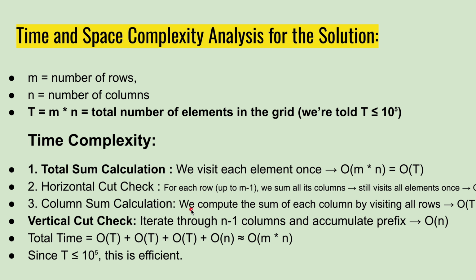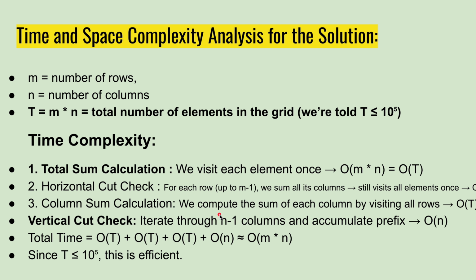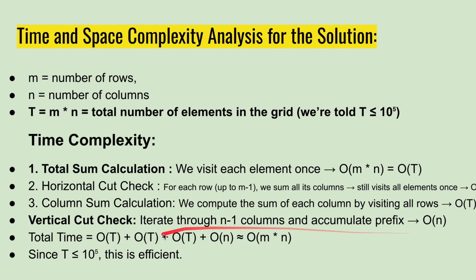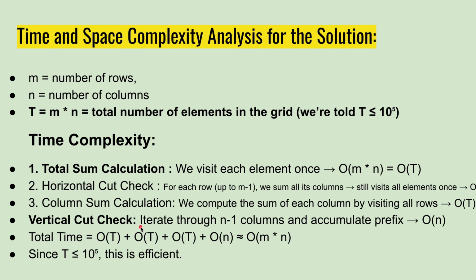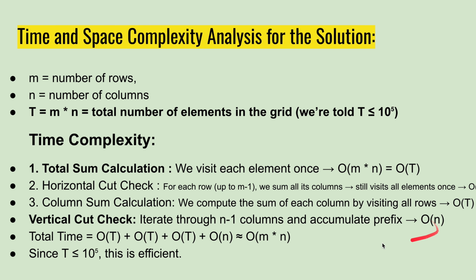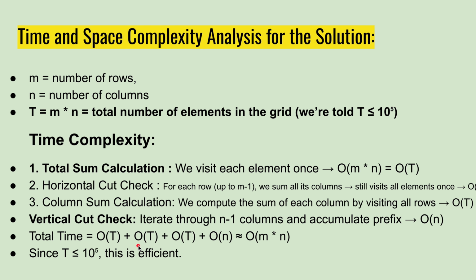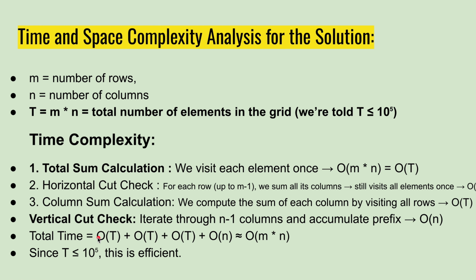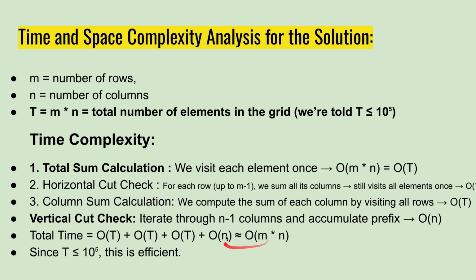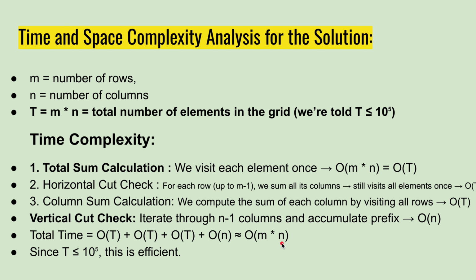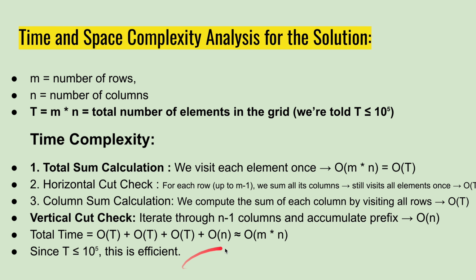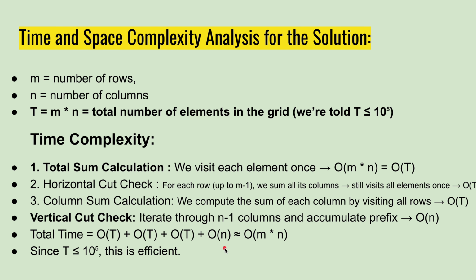For the total column calculation, we compute the sum of each element by visiting all the rows, so O of t. For the vertical cuts, we are iterating through n minus 1 columns and computing the prefix sum, which is O of n times. If you compute all of these, for the checking we are taking O of t, O of t, O of t, and then O of n, and it is proportional to m into n. Since it is efficient, we can say this is the time complexity.